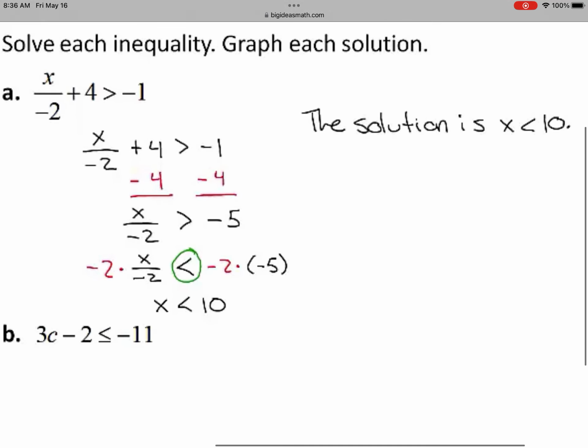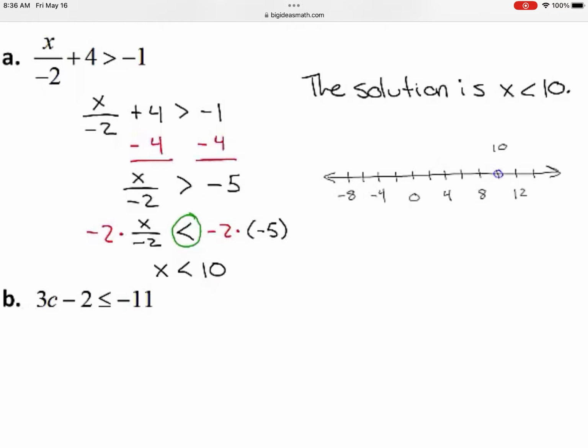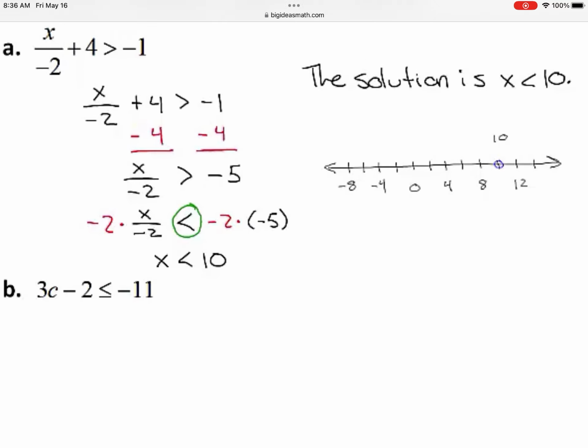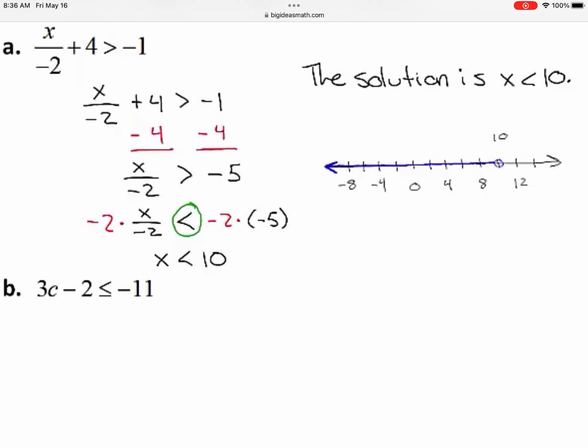Next, graph the solution on a number line. Because 10 is not a solution, use an open circle at 10. Because x is less than 10, shade the line to the left of 10.